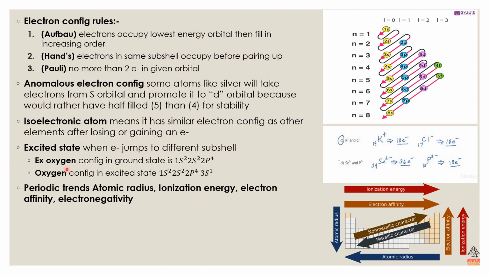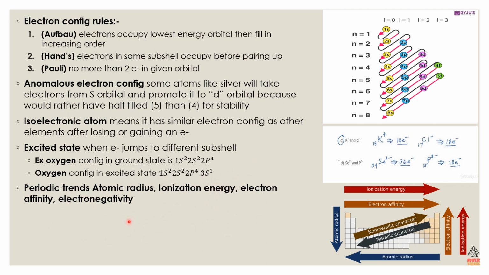Next we have the excited state. When an electron jumps to a different state, you have, for example, oxygen. Oxygen configuration in the ground state is 1s2, 2s2, 2p4. And then oxygen in the excited state is 1s2, 2s2, 2p3, and 3s1. That's the excited state, where it jumps into a different subshell instead of filling the p subshell first.